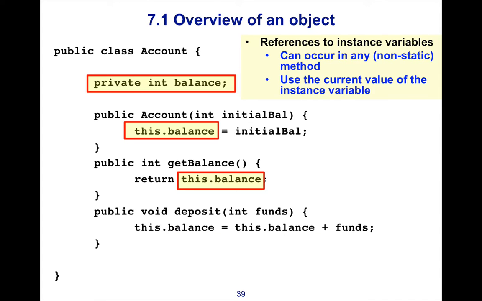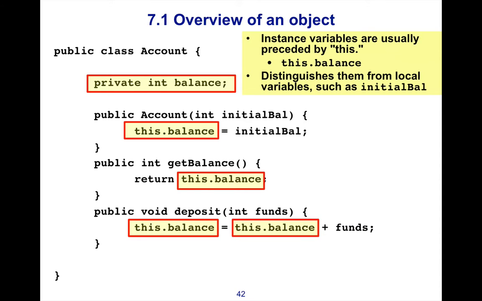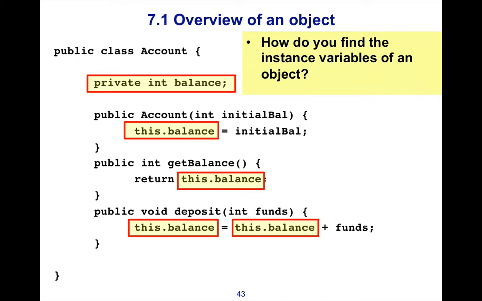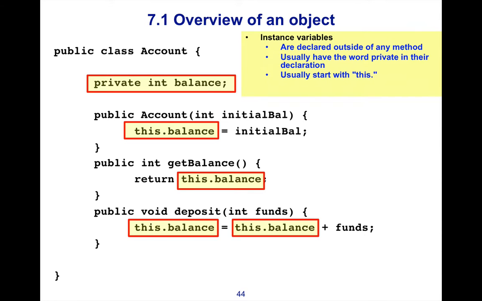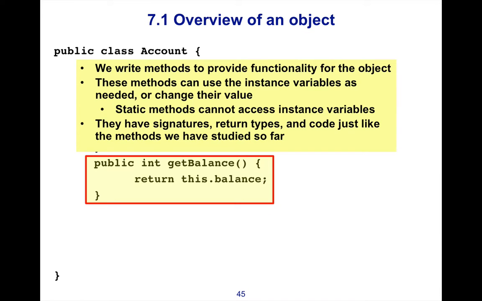So these references to instance variables can occur in any non-static method, and you see several references highlighted here. The instance variable is usually preceded by the word this, as in this.balance. And that's something different than what we've seen with local variables. For initial val, it's a local variable. We would not put this in front of it. But in front of an instance variable, for clarity, I'm always going to say this.balance. How do you find the instance variables of an object? They're declared outside of methods, usually at the very top of the code, as shown here. They almost always have the word private before them, and their references throughout the code usually begin with the word this.